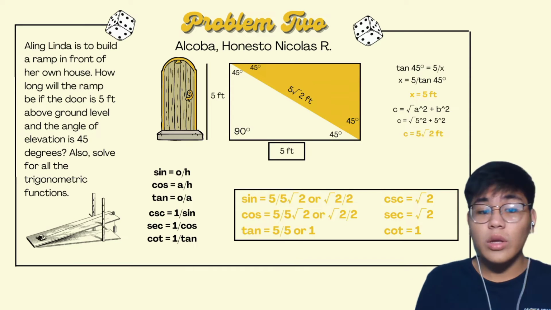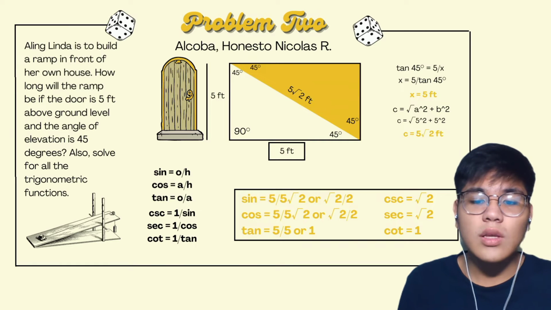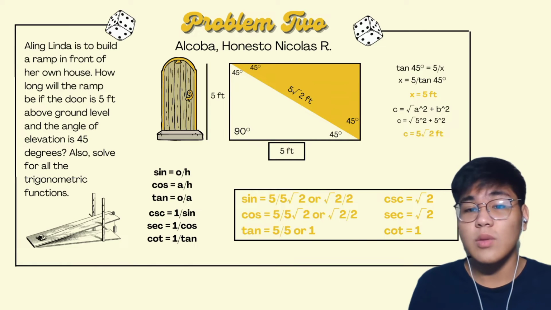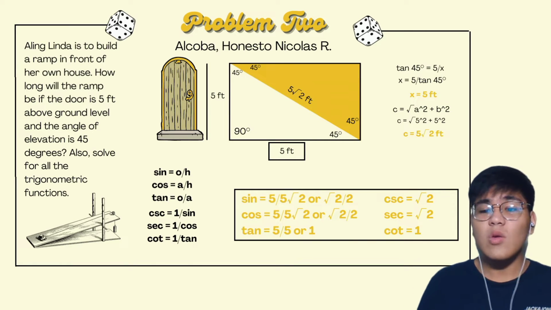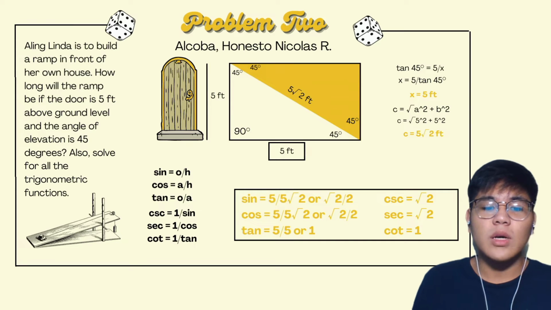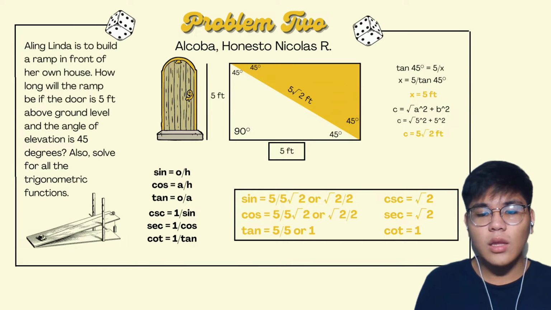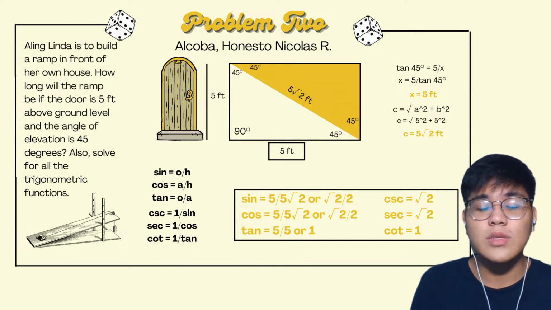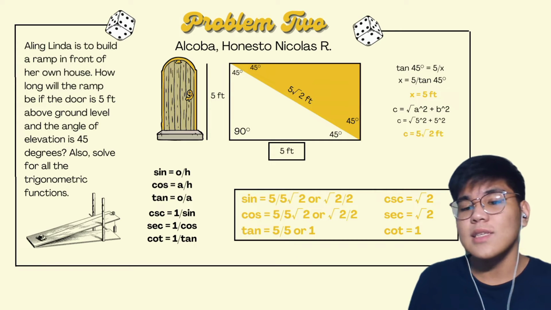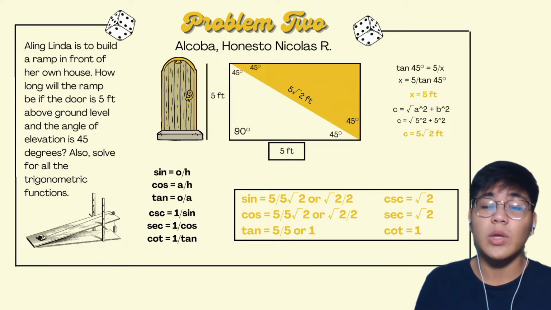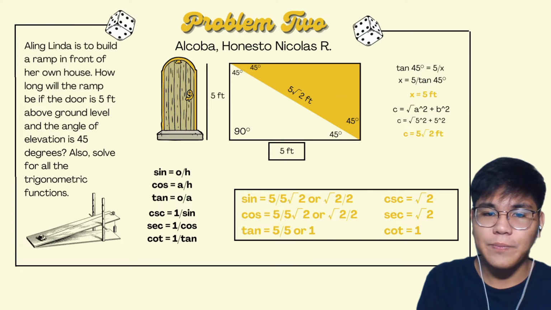Cosecant is equal to 1 over sine. So it is 1 over square root of 2 over 2, or simply square root of 2. Which is also the same as secant, because secant is equal to 1 over cosine, and 1 over square root of 2 over 2 is equal to square root of 2. Lastly, our cotangent, which is simply 1 over 1. Our cotangent is equal to 1.